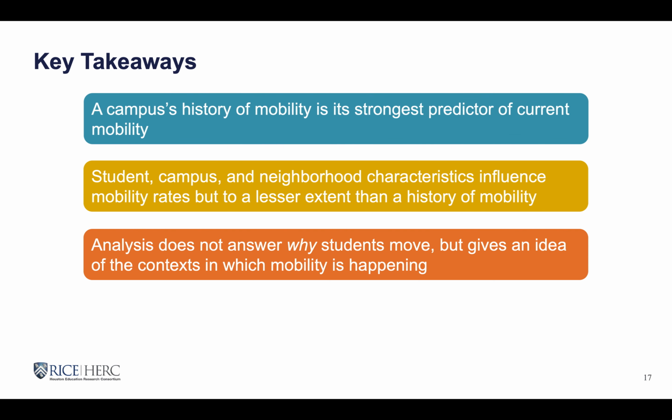From these findings, there are a few takeaways. The first is, a campus history of mobility is the strongest and most consistent predictor of current mobility. We might want to explore this relationship further in future research to better understand what's behind a campus's history of school year mobility. Next, student, campus, and neighborhood characteristics, including the availability of alternative options, all influence mobility rates, though to a lesser extent than a history of mobility.